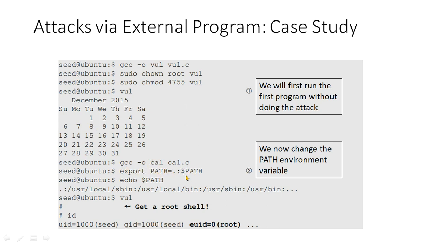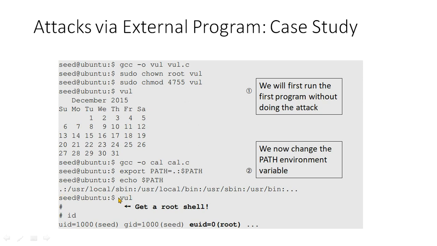The original path is here, and we add a string dot in front of it. That means whatever path the program looks for, it has to look first in our current folder. So it looks for the Cal. When it runs Cal, it looks first in our current folder, which is where our Cal program resides. So we echo path. Now we see that the current folder has the highest priority for looking for a binary program.